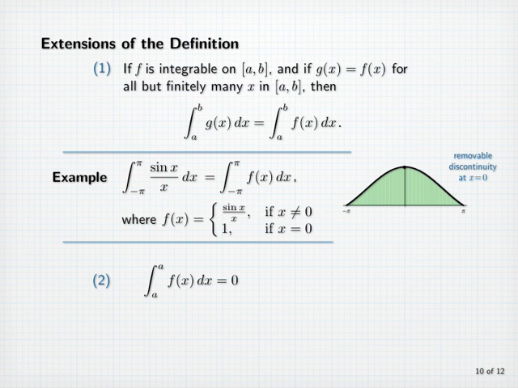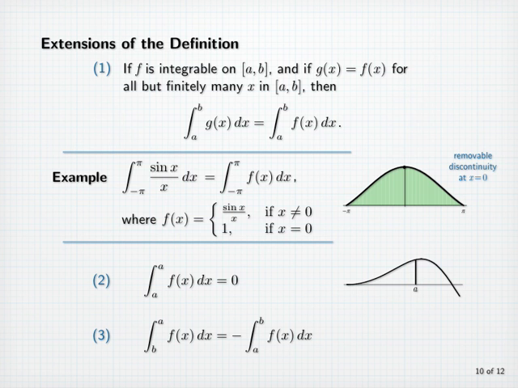The integral from a to a of any function is defined to be 0. Note that this is consistent with our notion of the area under the graph, since the area of a line segment should be 0. The integral from b to a of f of x dx is equal to minus the integral from a to b of f of x dx. In other words, if we interchange the endpoints of the interval, then we negate the value of the integral.